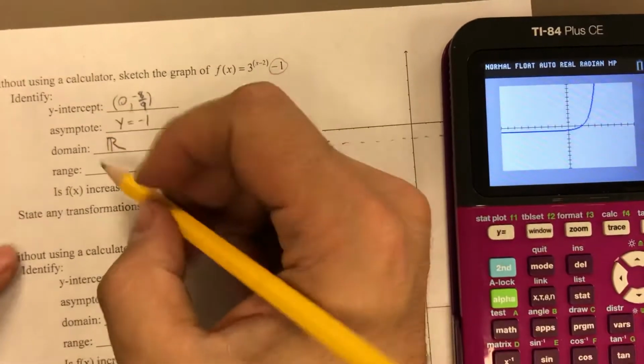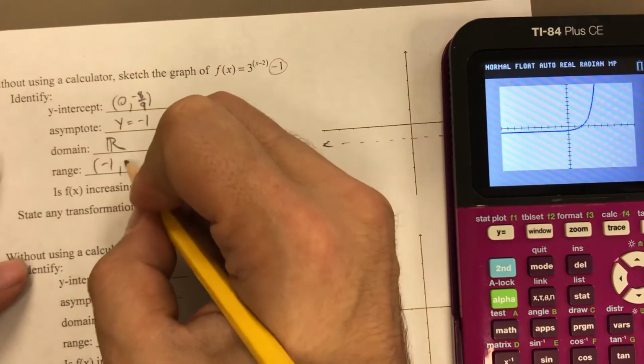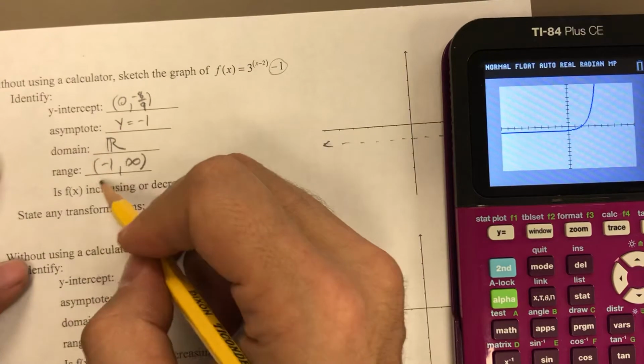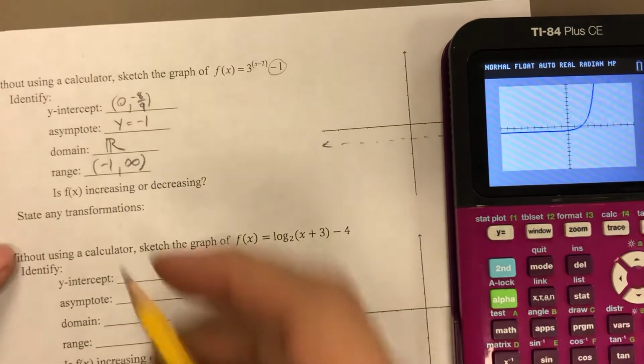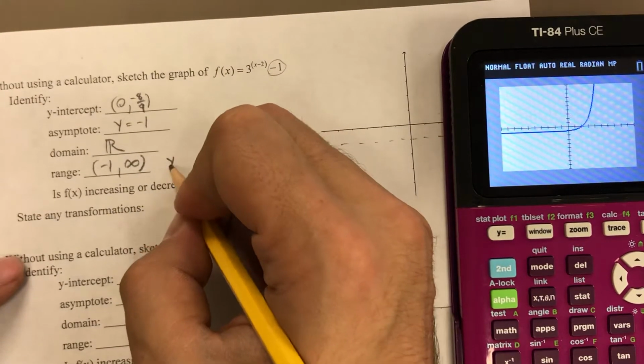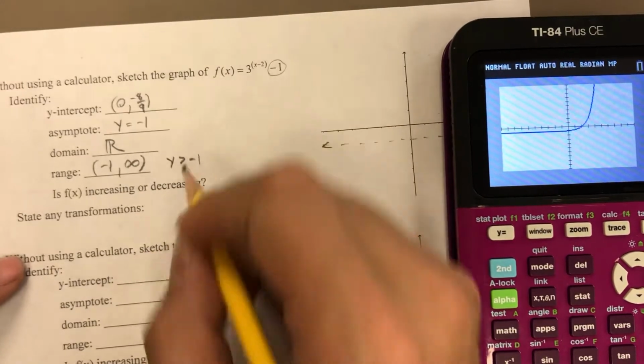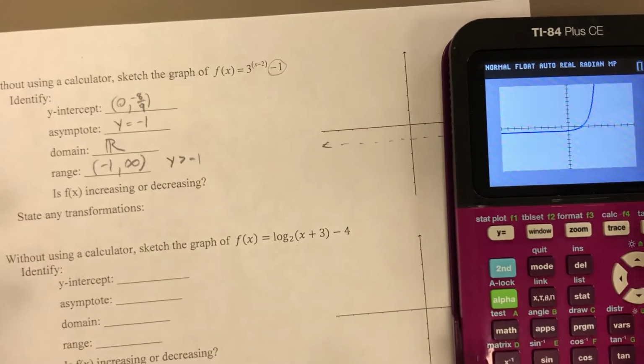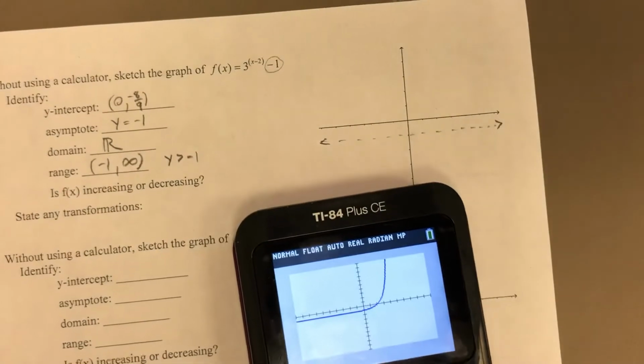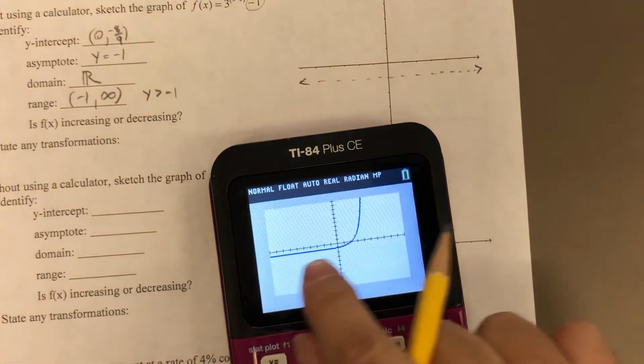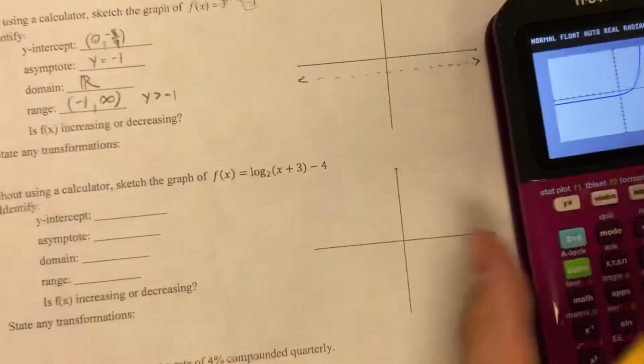So our range is going to go from -1 up to positive infinity, not including it, so no square brackets, just parentheses here. If you want to write it out as an inequality, y is going to be greater than -1, because the y values are always bigger than -1, always. Is f of x increasing or decreasing? Well, if you look at the graph, as it's going from left to right, it's just going up, so it's always going to be increasing.